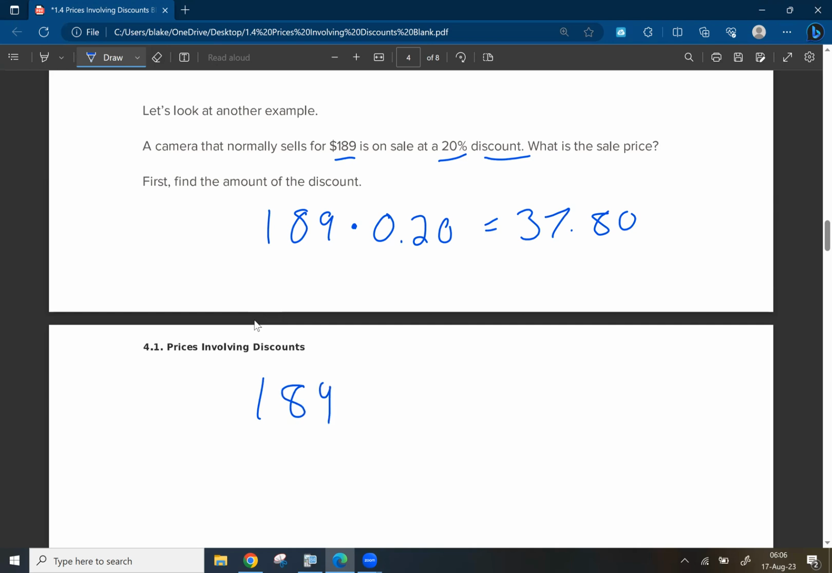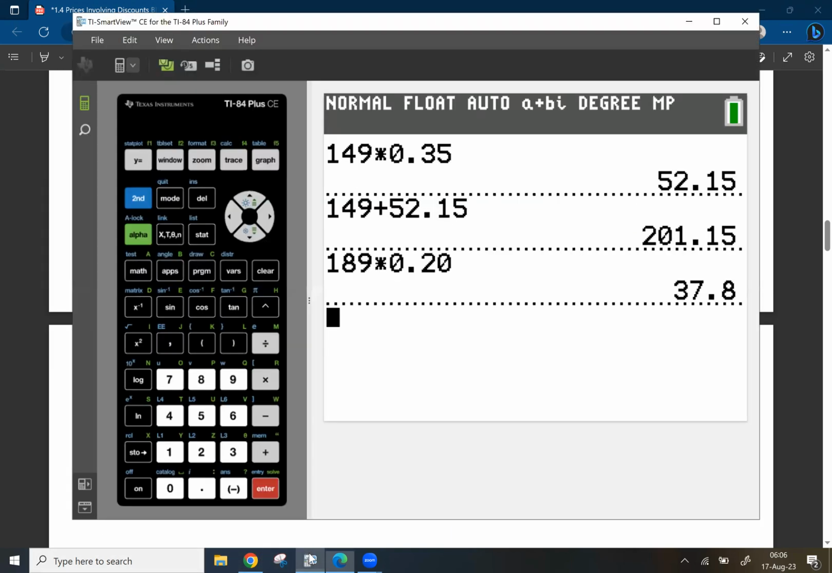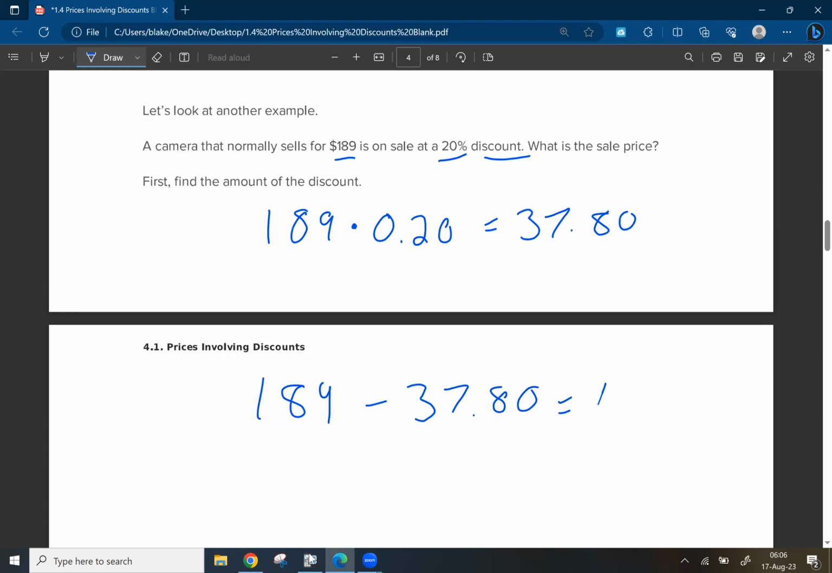189 minus the discounted amount. So this is how much they're taking off the price when it's a discount. So what is that total? 189 minus 37.8. We have $151.20.